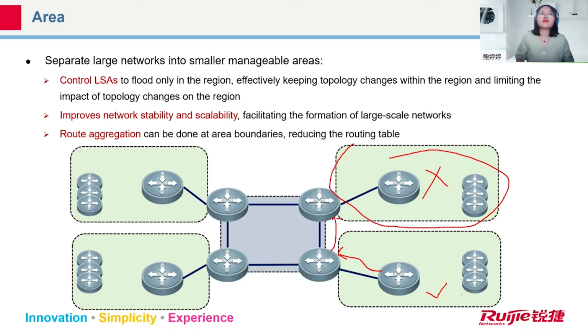So we can improve the network stability and scalability. We also can do route aggregation on devices in different areas, and we can reduce the size of the routing table. That's why in a bigger network, we will use multiple areas. But pay attention: if you create more areas, the technology will be more complex and you need to know more information about OSPF. So this is a little difficult to maintain.